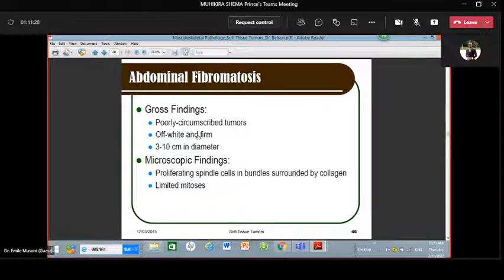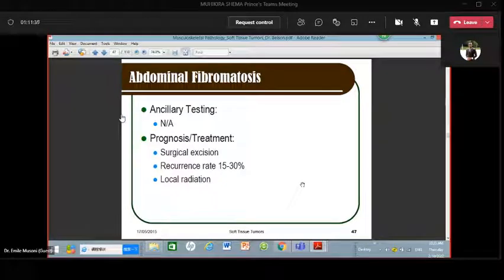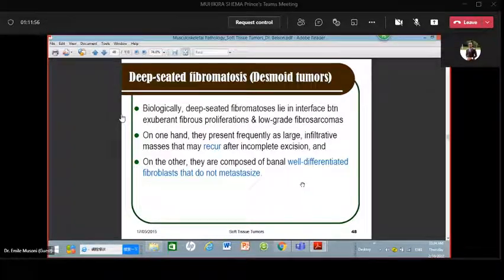Grossly, it is a poorly circumscribed tumor. Microscopically, it is a proliferation of spindle cells in bundles surrounded by collagen and limited mitosis. Treatment is surgical excision. Recurrence is around 15 to 30%. You can also use local radiation, but most of the time surgical treatment is enough. It's what we call deep fibromatosis.